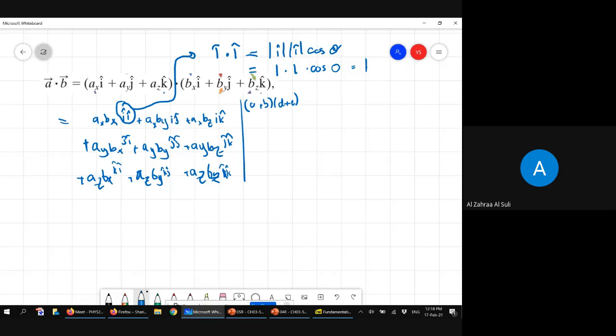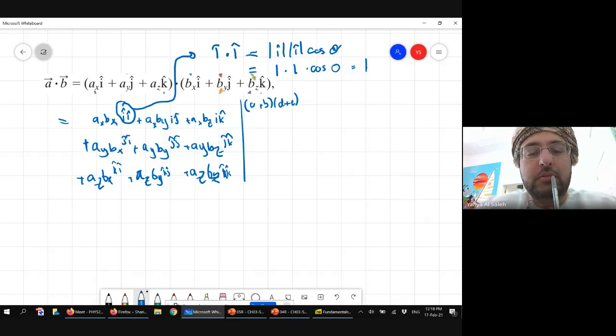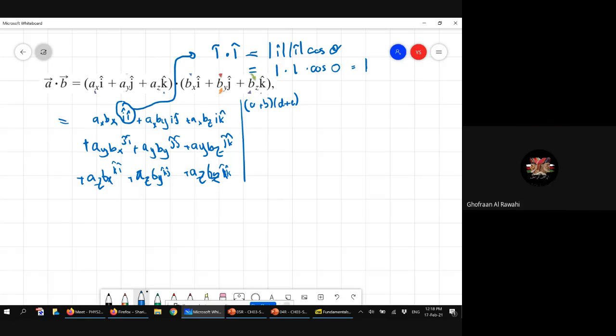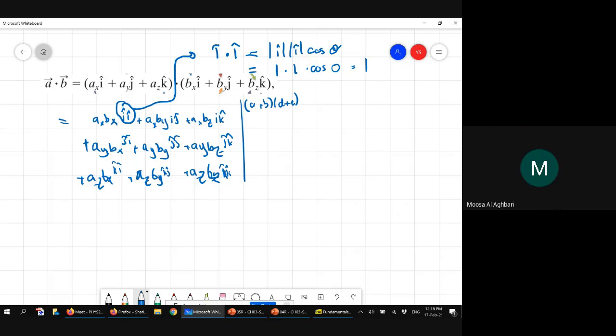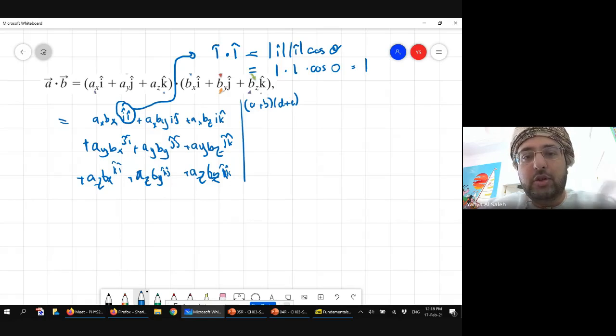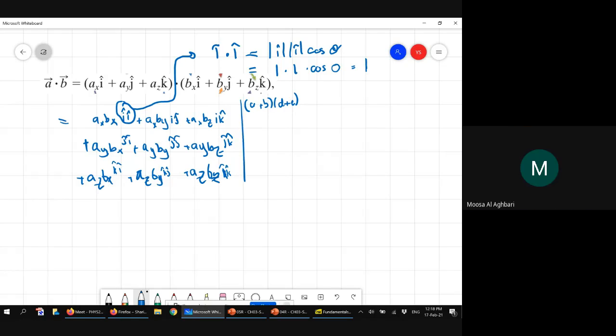Okay, what about I dot j? 90 degrees. So 1 times 1 times cosine 90, and cosine 90 is 0, so it becomes 0. What about I dot k? Also 0.